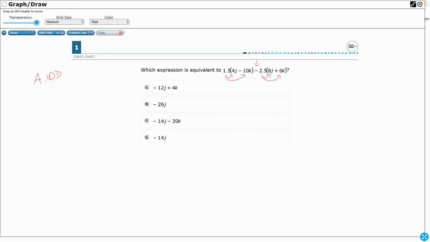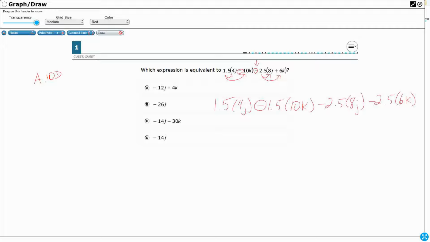So really, we're going to think of it as a negative 2.5 multiplied by the 8j and the 6k. So let's just rewrite this. Let's make it 1.5 times 4j minus 1.5 times 10k, and I just put that minus there to keep it. Then I'm going to make both of these minus: minus 2.5 times 8j, and minus 2.5 times 6k. All right, lots of decimals, so let's get rid of those.